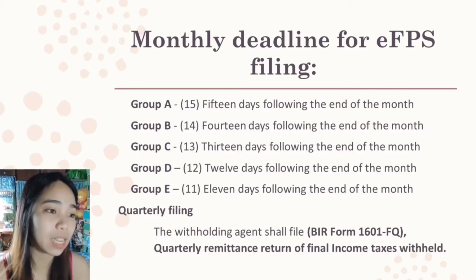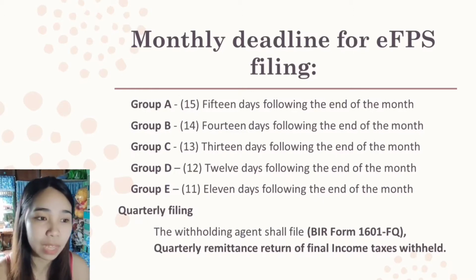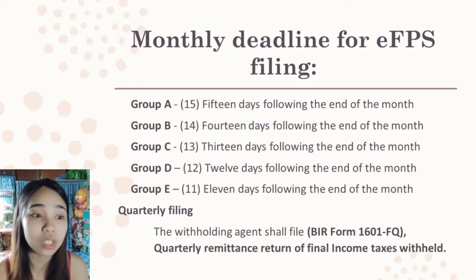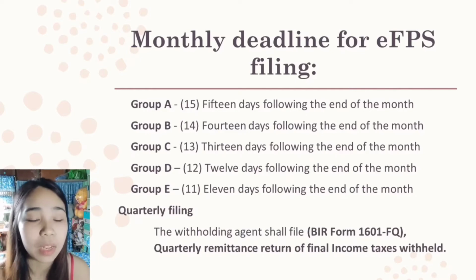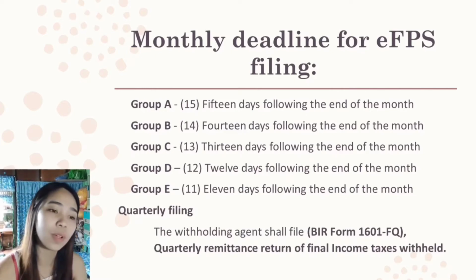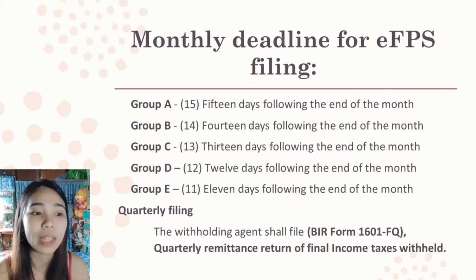So here next is Group A, 15 days following the end of the month, which was already covered in the last chapters. Examples are banking institutions, insurance, pension funding, and so on. Group B is 14 days following the end of the month. Examples are manufacture and repair of furniture, manufacture of basic metals, coke, fuels, chemical products, and so on. And Group C, 13 days following the end of the month. Retail sale, computer-related activities, and so on.